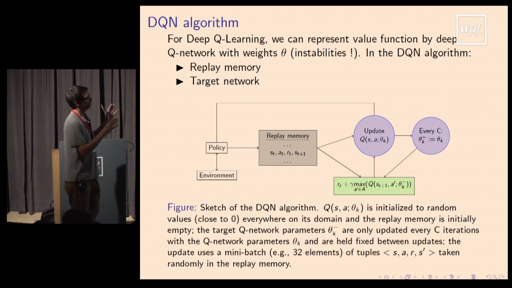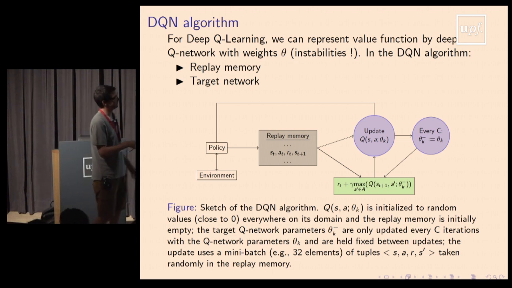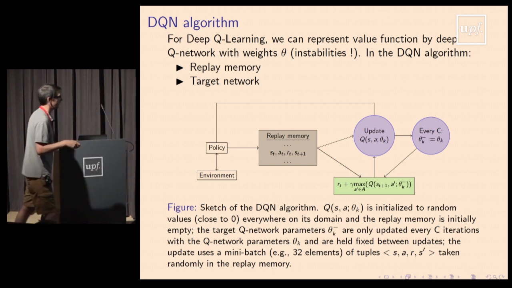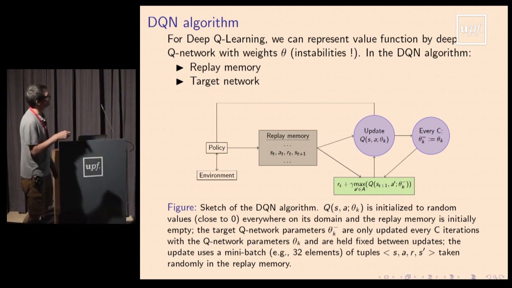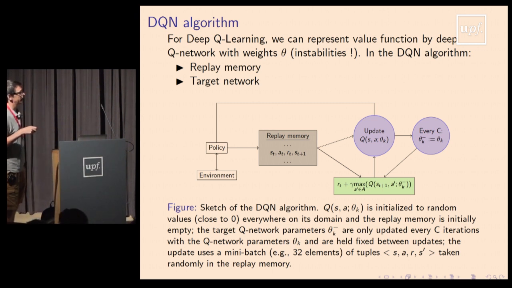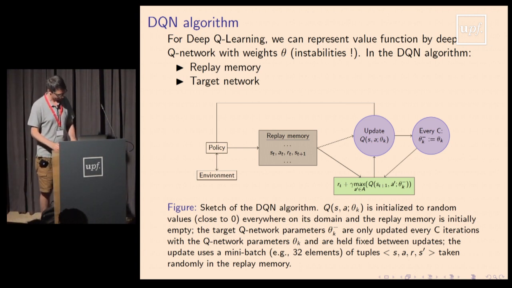So basically, you make a copy of your neural network Q that you keep fixed for C iterations and use this in your target, right? That's why we get theta minus here, which emphasizes that this is a copy from a previous neural network that is kept fixed for C iterations. And these two elements were the key for scaling deep Q networks to the Atari games in the 2015 papers.